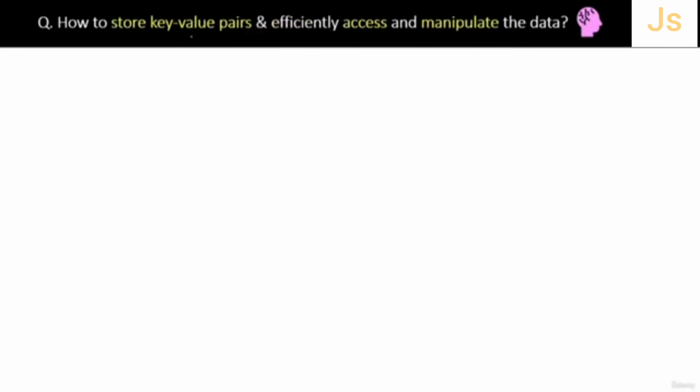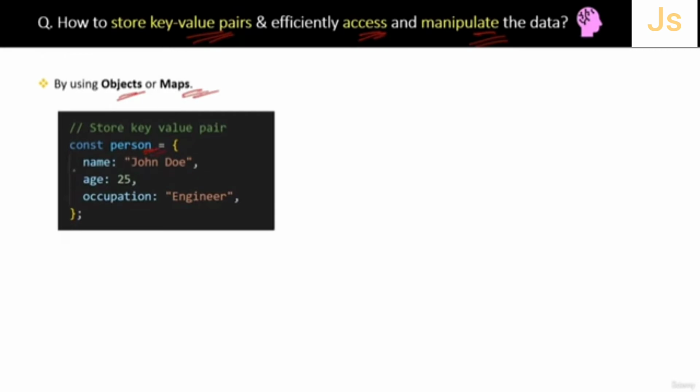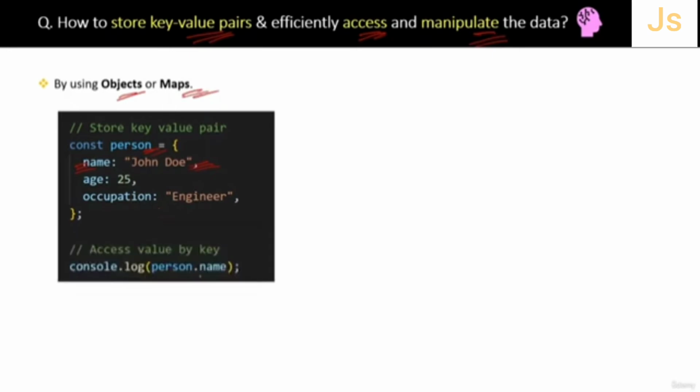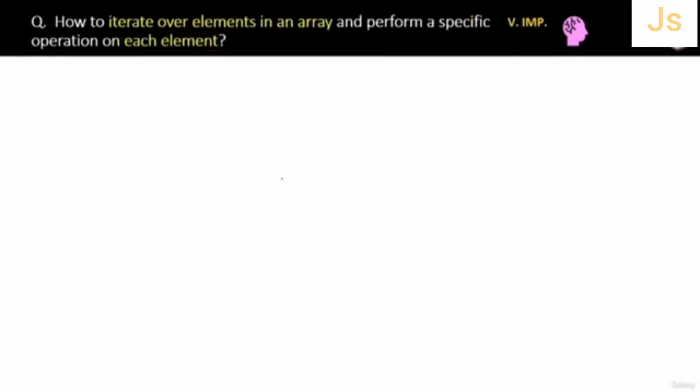How to store key value pairs and efficiently access and manipulate the data? For key value pairs, the best way is to use either objects or maps. For example, here is a person object and you can see it can store both the key and the value. Now, in order to access the value, you can use the dot notation to access the value of the key, like this, person dot name. And if you want to manipulate the value of the existing property, then just assign a new value to the property and that's enough.